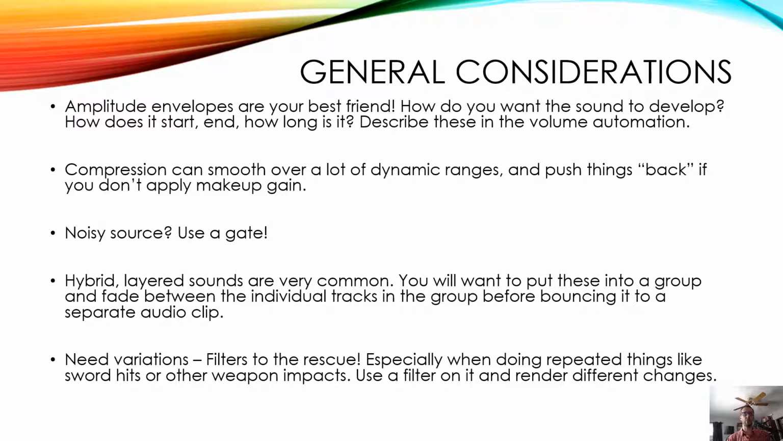We'll start with some general considerations. Amplitude envelopes are your best friend because they let you develop the sound over time in terms of its amplitude. How does it start? How does it ramp up? How does it end? How long is it? You can describe all of these in the volume automation. Compression can be really, really good. It can smooth over a lot of dynamic ranges and push things to the back if you don't apply makeup gain. Is something really noisy in the recording? Gate it. That helps to get rid of a lot of noise.